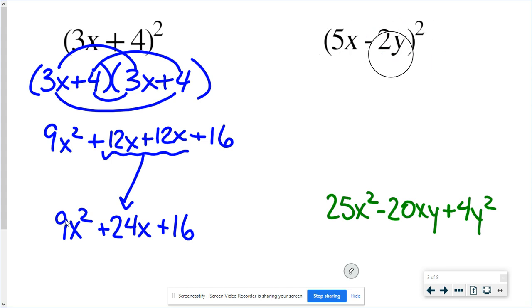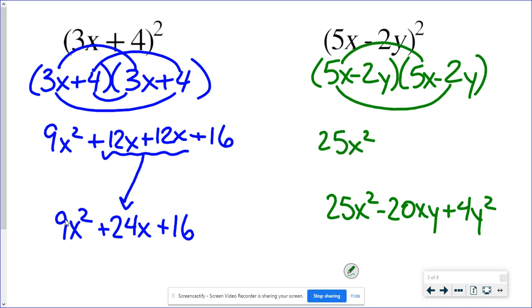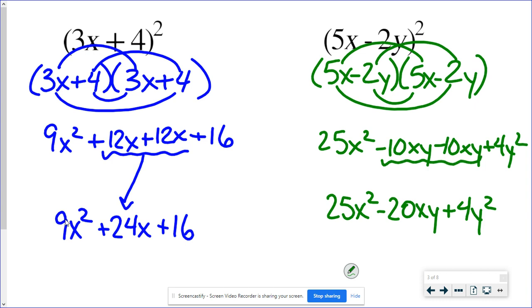Now again, if I go ahead and FOIL that, 5x times 5x is 25x squared. That's a negative 10xy. That's a negative 10xy. And then negative 2y times a negative 2y is a positive 4y squared. And then my xy's go together and make a negative 20xy.